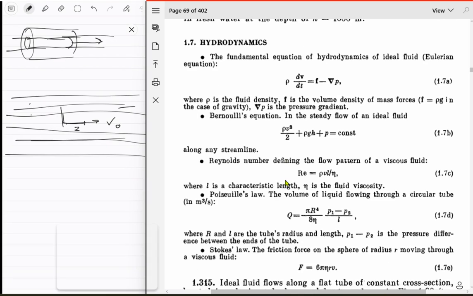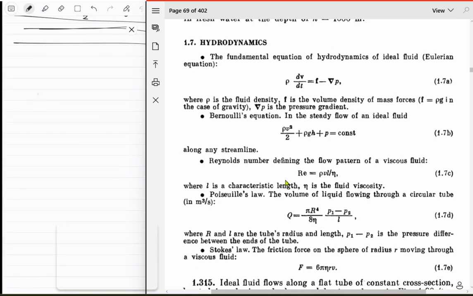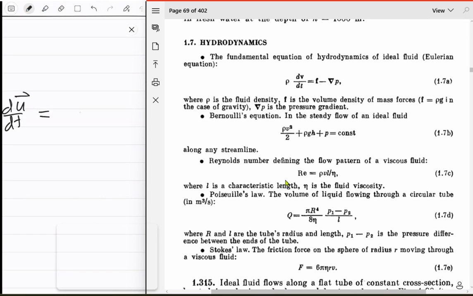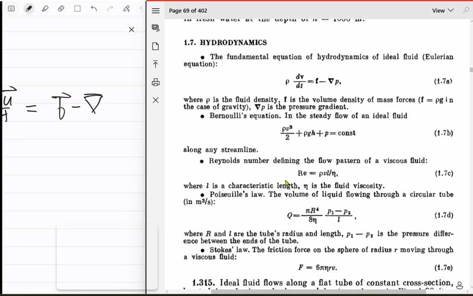The equation was rho dV upon dt, where, okay, actually the u vector, right? So rho du vector upon dt is equal to what? This f vector thing minus del operator applied on p. It's like del vector of pressure, right? So the gradient of pressure. Yeah, that will have the thing.